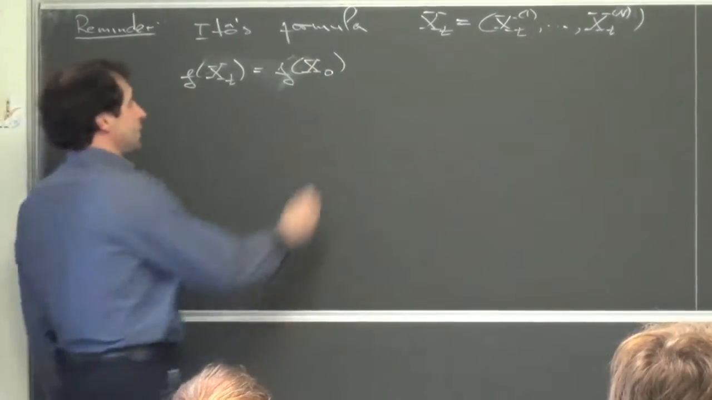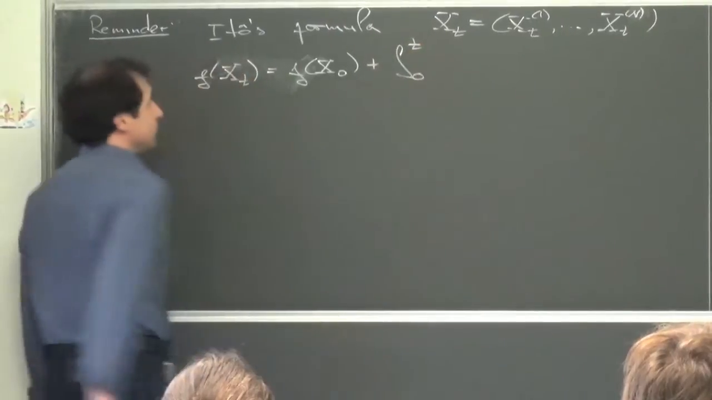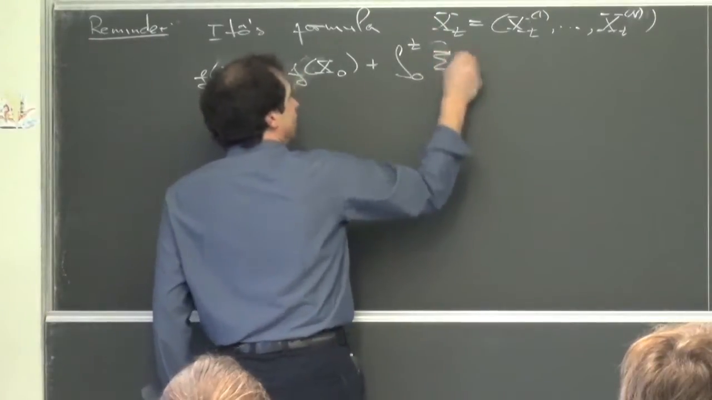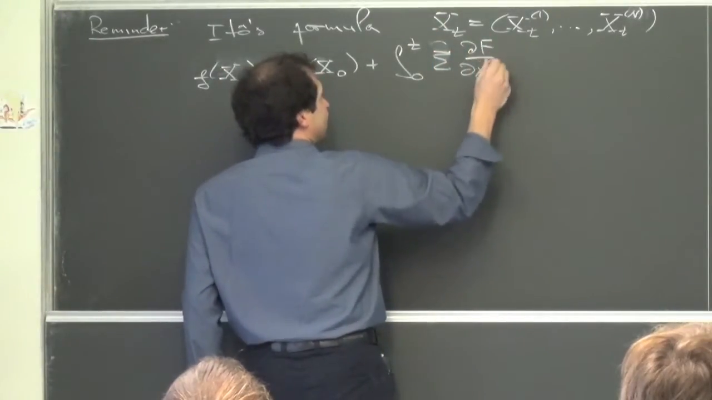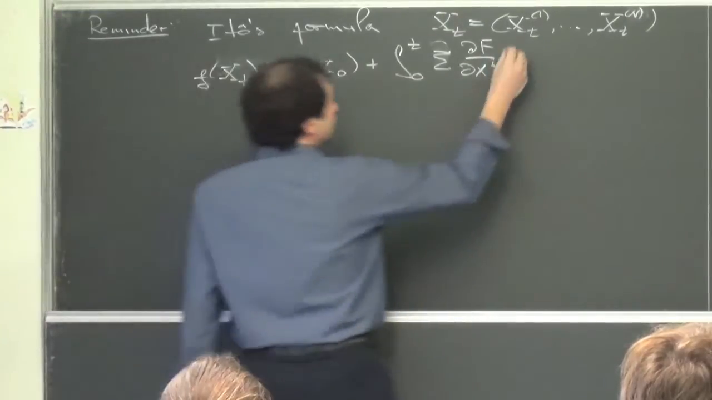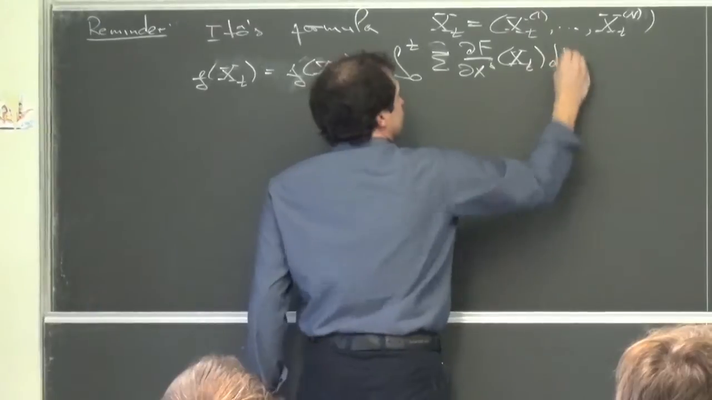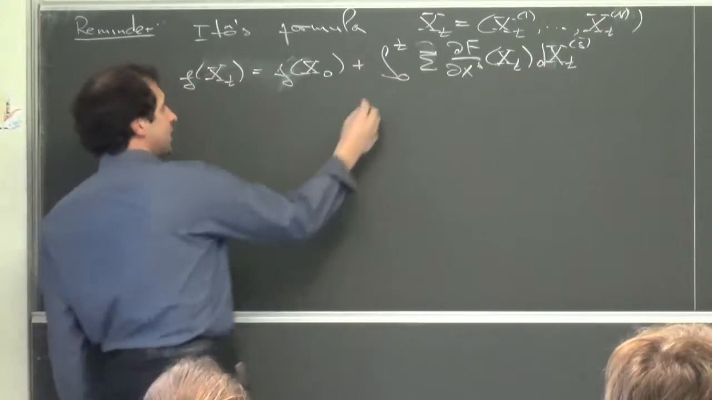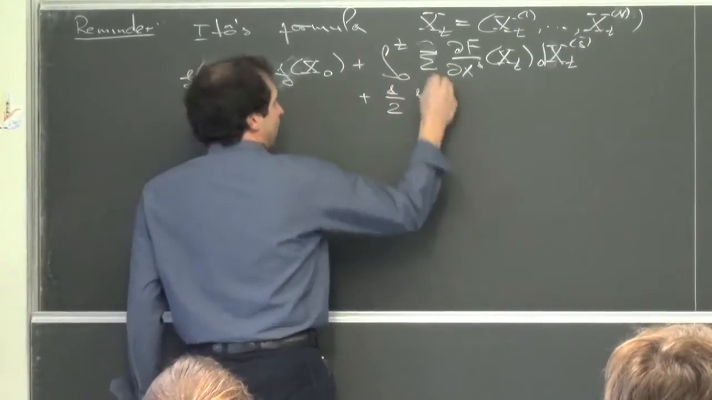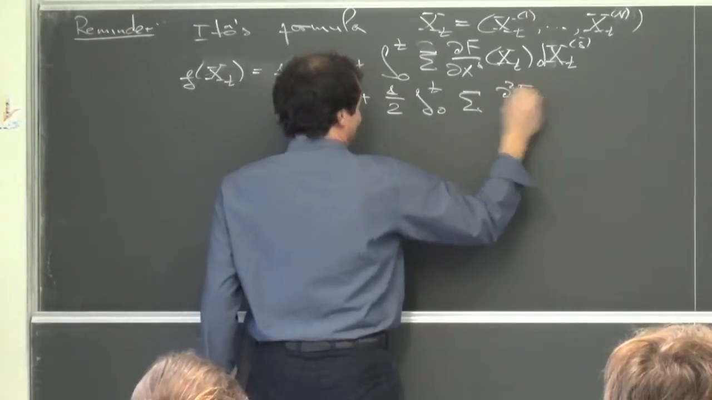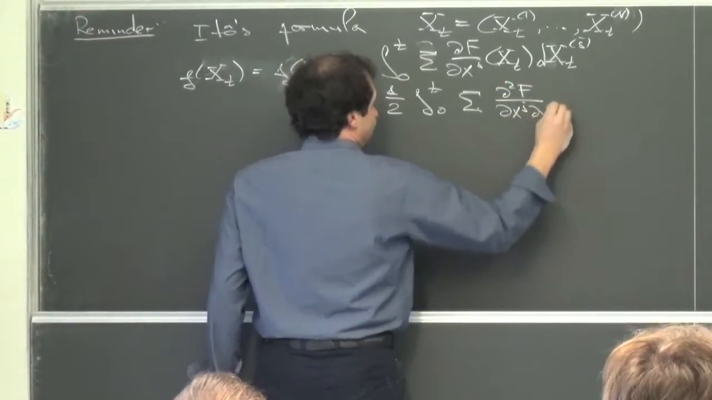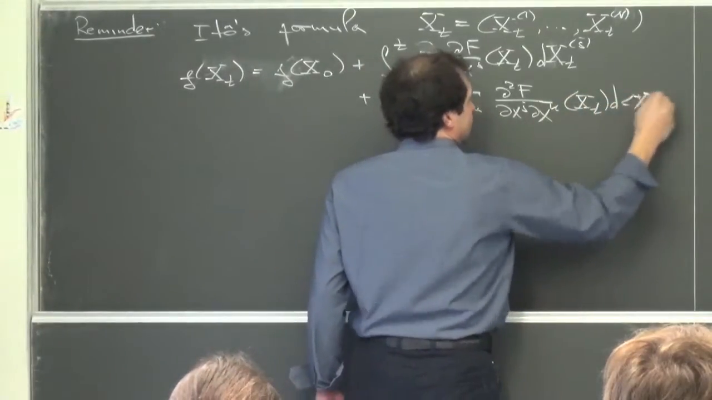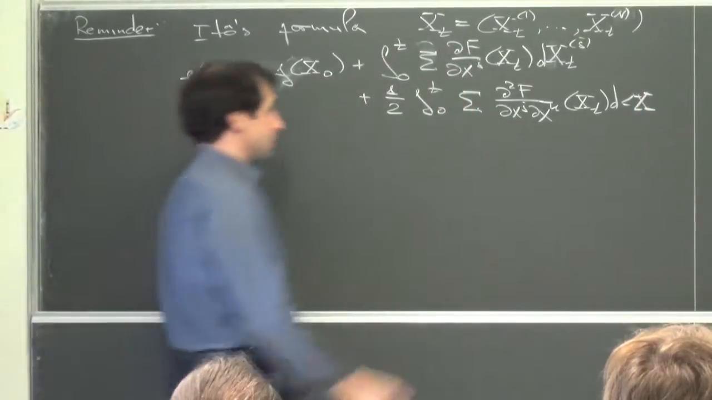And the answer was that, similarly to the standard calculus, the increment is given by the sum of first derivatives of X_t dX_t^j, right? But then there was another term, 1/2 sum of second derivatives at X_t, and here it was a bracket of two semi-martingales.